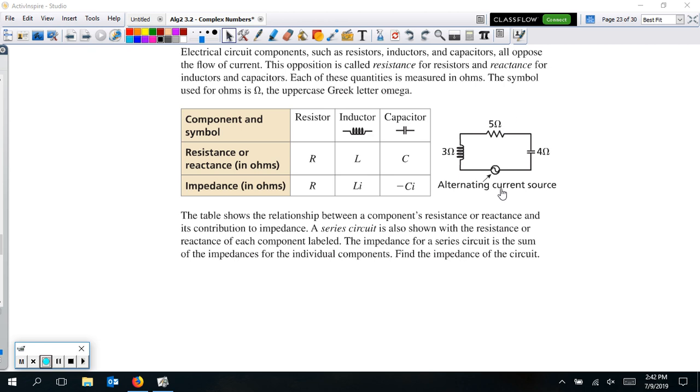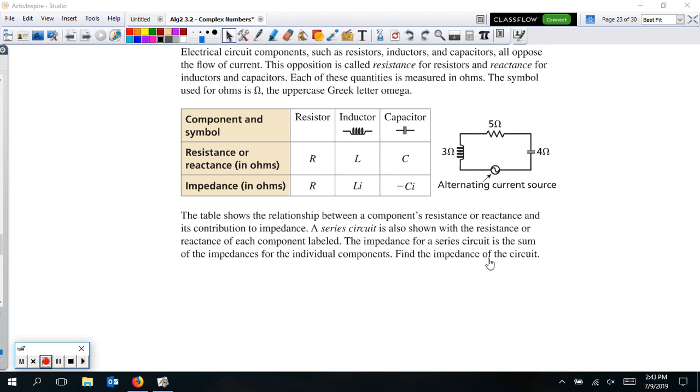The impedance for a series circuit is the sum. Sum means we add these together, or combine like terms, just like when we were adding complex numbers. So it's the sum of the impedances for the individual components, these three components here. The imaginary parts will combine like terms with each other, and the resistor is just going to be the real part up here.